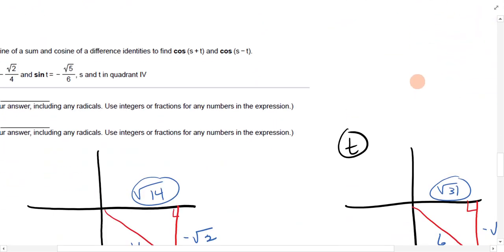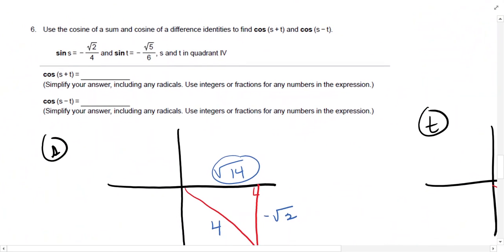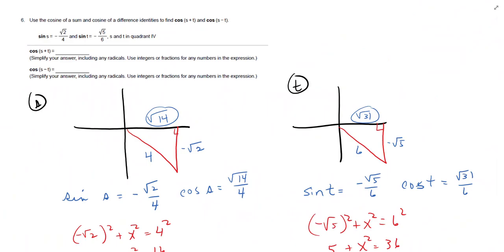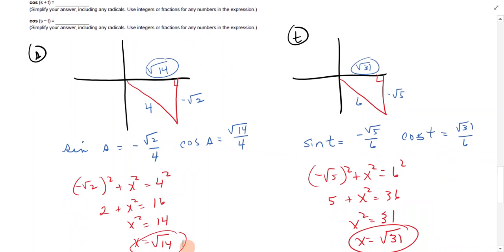Okay? All right, and then number 6 is the same idea. They are both in quadrant 4, which means we're going to have y values that are negative right here and here. So you plug in what you're given, negative square root of 2 over 4. Find your missing piece. It's x equals square root of 14. So now we have cosine is square root of 14 over 4. And do the same thing over here, and you have your sine and your cosine.